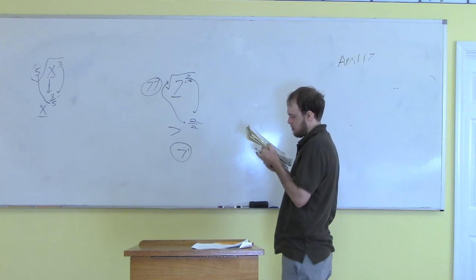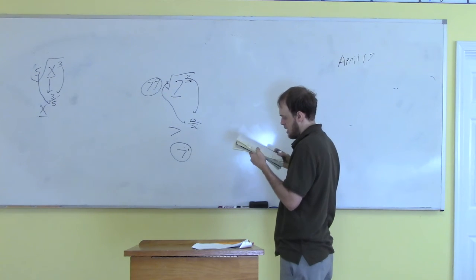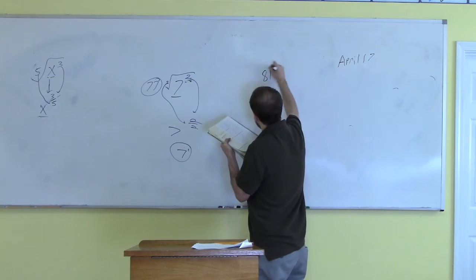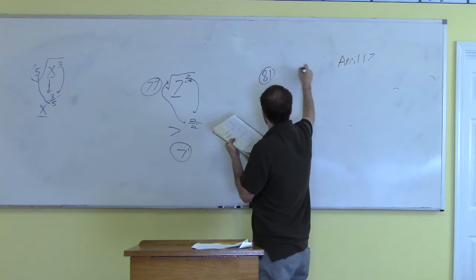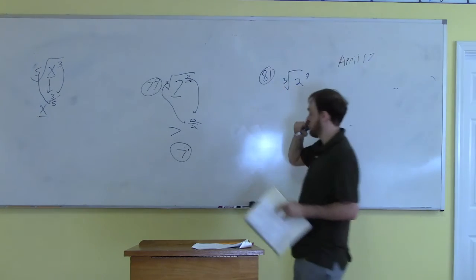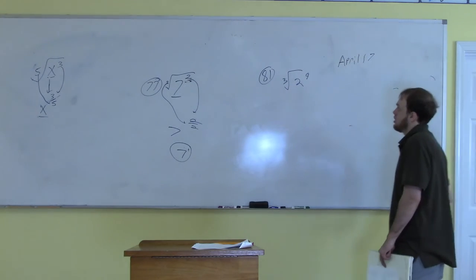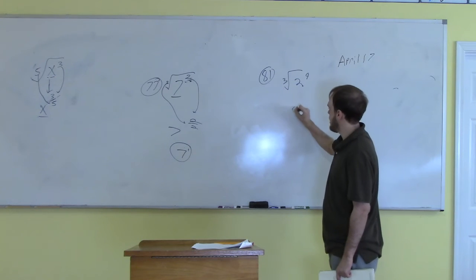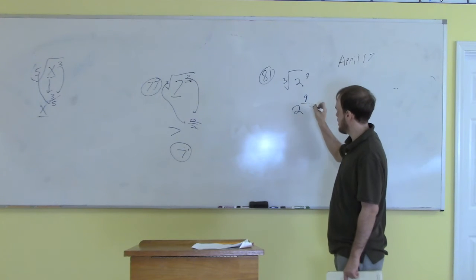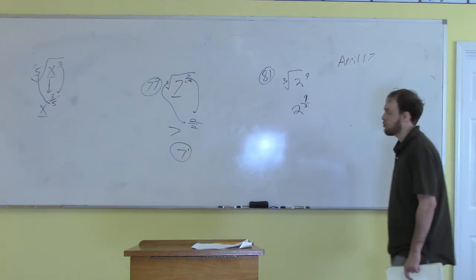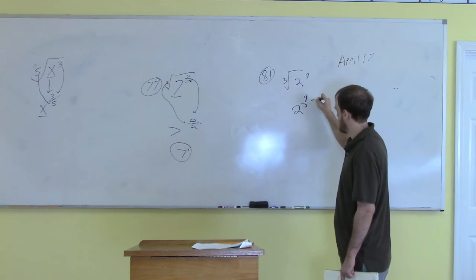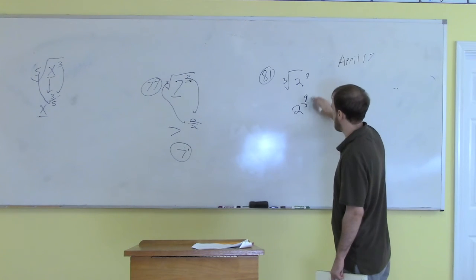Alright, look at number 81. 81 says the cube root of 2 to the 9th. So the first thing to do is write it as a fractional exponent. And so 2 is going to be my base. So then the 9 becomes my numerator. The 3 becomes my denominator. And so it's 2 to the 9 over 3. Now 2 to the 9 over 3 reduces. 9 divided by 3 reduces to 3. We go into both of them. And so 9 divided by 3 is just 3.